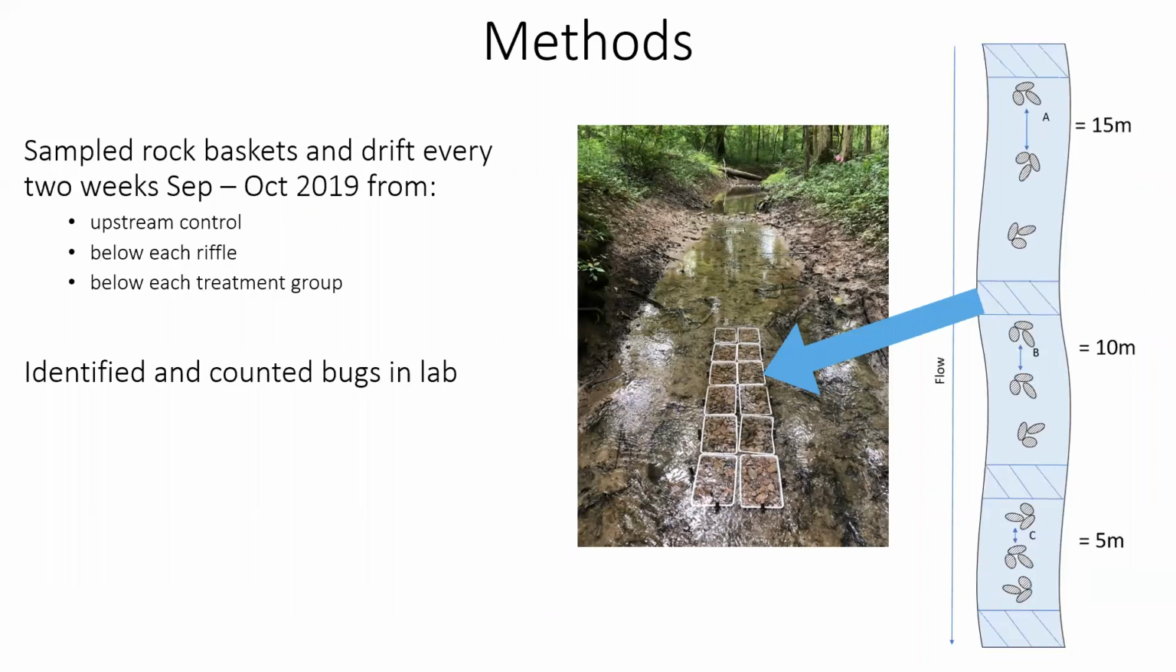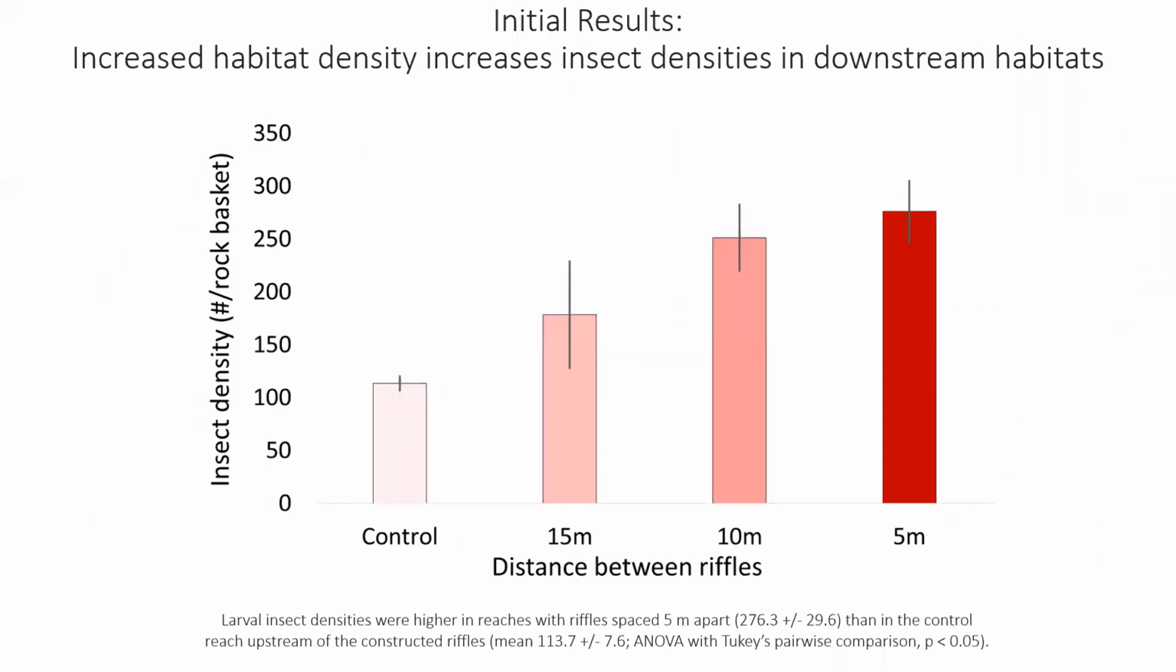To test this, we used baskets of rocks to collect insects from below each set of riffles, below each individual riffle, and from our upstream control reach. We took our bugs back to the lab where they were counted and identified. And then for our initial results, this figure shows the average insect density from regions below each set of riffle, as well as our upstream control reach.